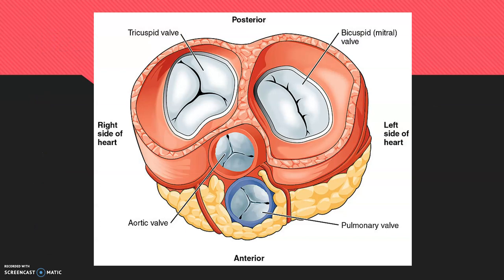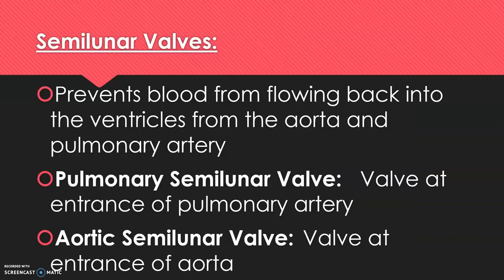You can see here the flaps, or cusps. Tricuspid has three, and the bicuspid has two.